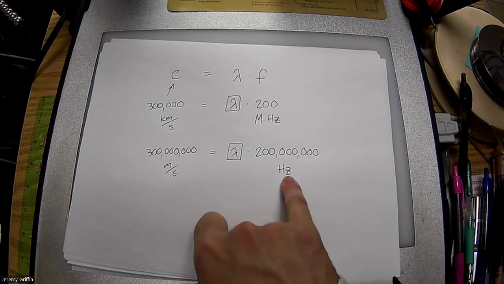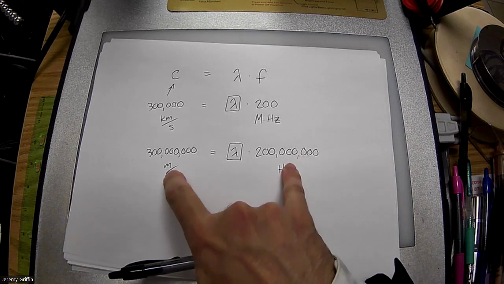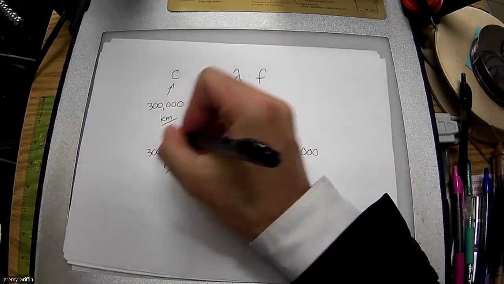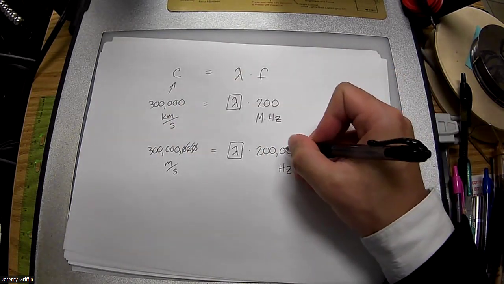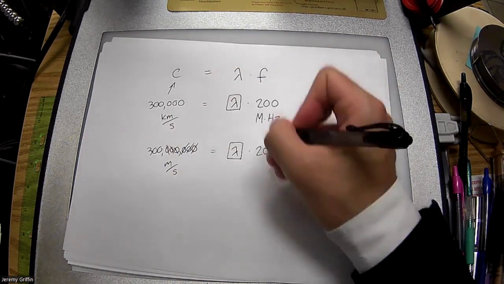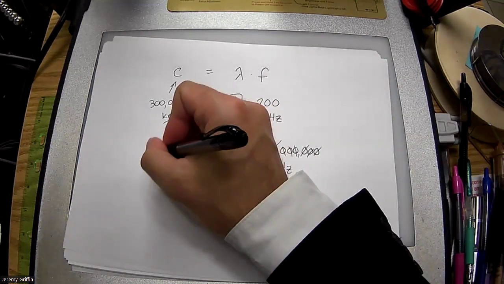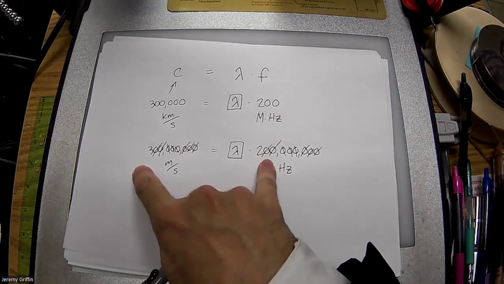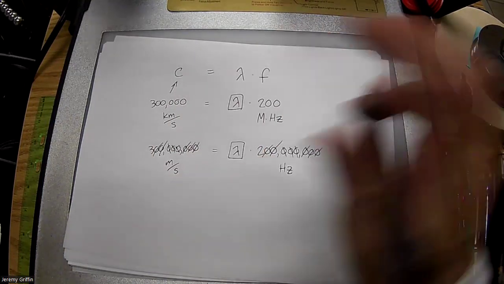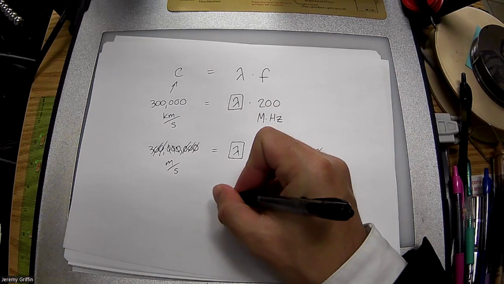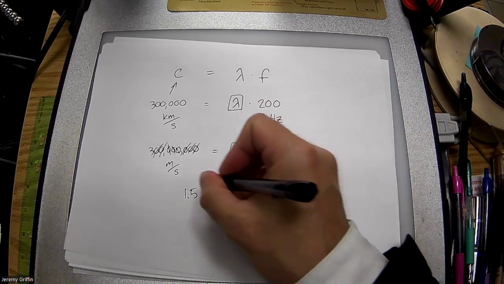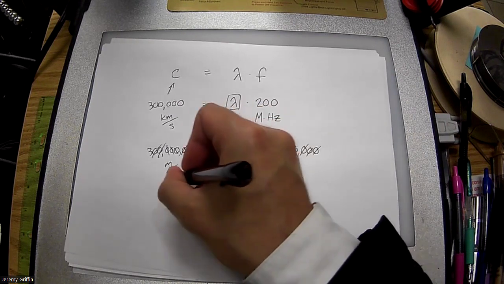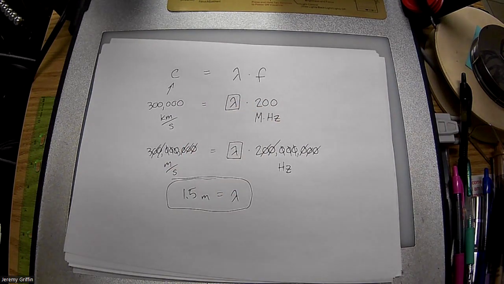You guys know hertz is like 1 over seconds, so that's going to cancel with this, leaving some number of meters for the wavelength. That 3 divided by that 2, then the seconds of hertz go away. Lambda is whatever 3 over 2 is, that's 1.5, and then the unit would be meters. There you go, 1.5 meters. All right, that's good.